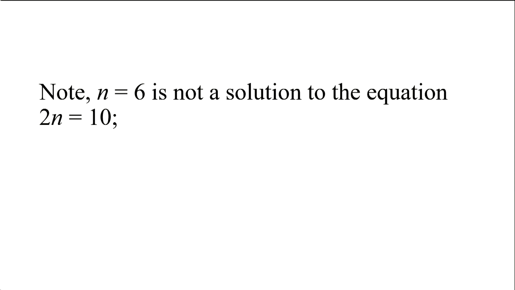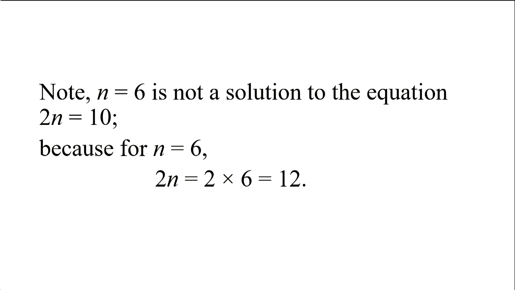Here one more example is given. n is equal to 6 is not a solution of the equation 2n is equal to 10. Why? When we substitute n is equal to 6, in the left hand side 2n, 2 into 6 is equal to 12. That is, 2 sixes are 12.